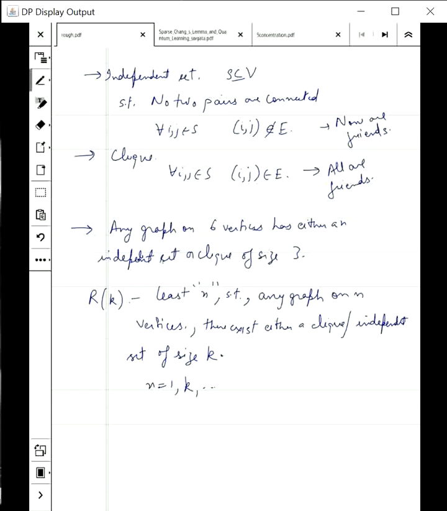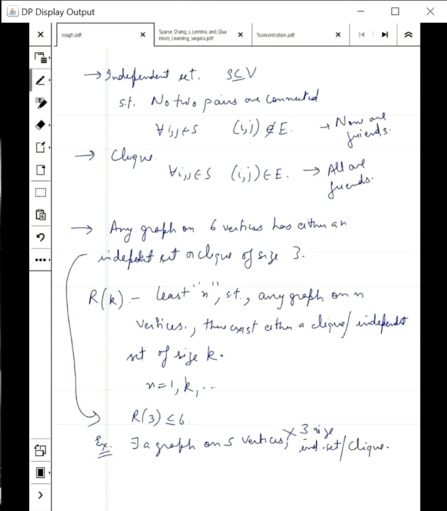The exercise here proves that R(3) is less than or equal to 6. As an exercise, you can prove that there exists a graph on 5 vertices which does not have a 3 size clique or independent set. So this exercise mixed with this will show that R(3) is equal to 6. This is the least n such that all graphs have either a 3 size independent set or a 3 size clique.